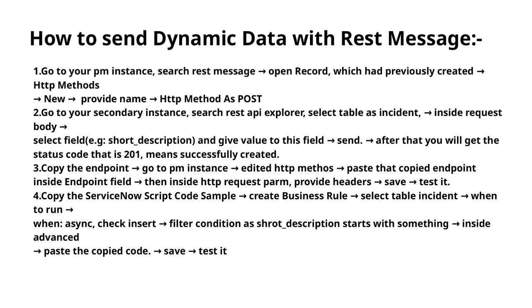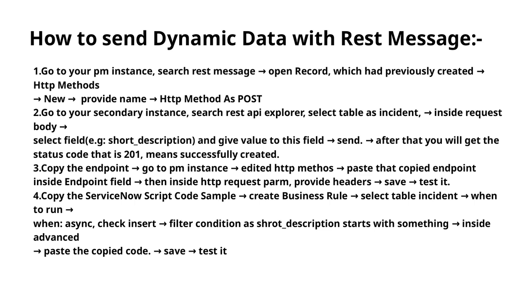Next, switch over to your secondary instance. Search for the REST API Explorer, then select the table you want to work with, in this case, incident. Inside the request body, you'll pick the field you want to populate, such as short description, and assign a value to it. Hit send, and if everything's correct, you'll see a status code of 201, which indicates the record was successfully created. Now, copy the endpoint URL from this process.